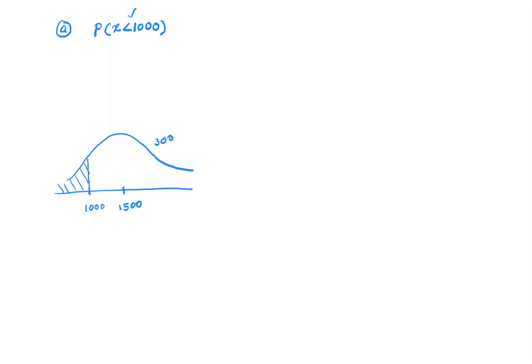However, we cannot find it as it is. We have to use the standard normal distribution, and we can easily do it. Standard normal distribution has mean 0 and sigma is 1.